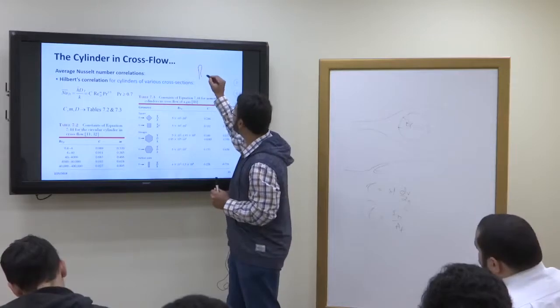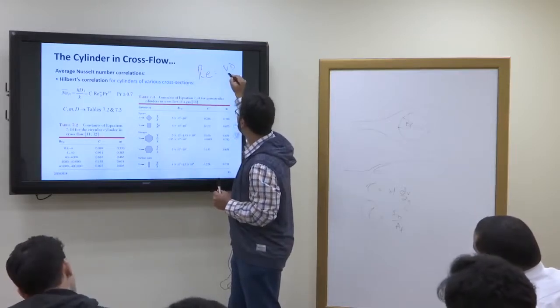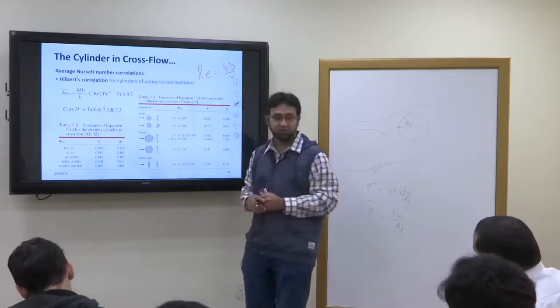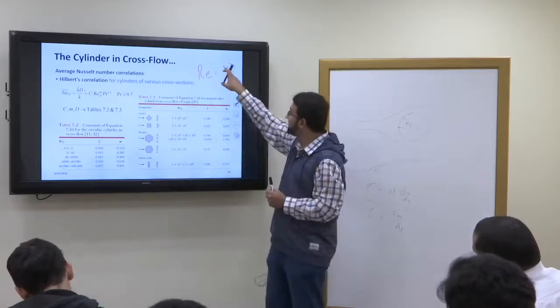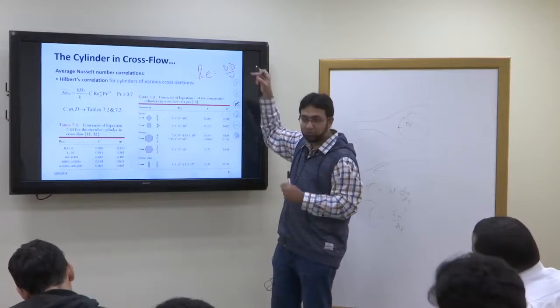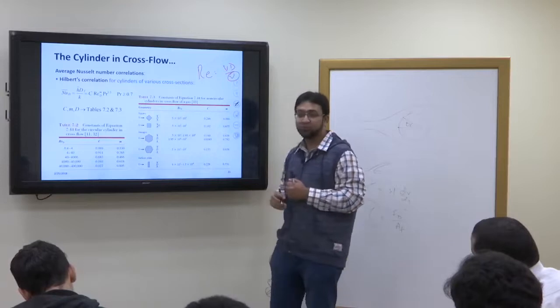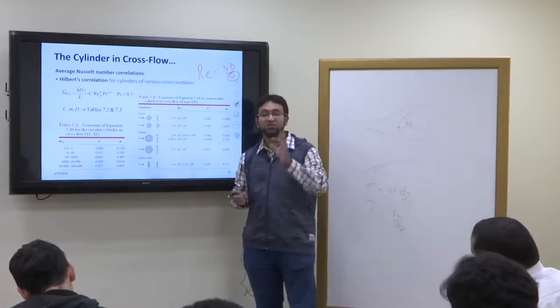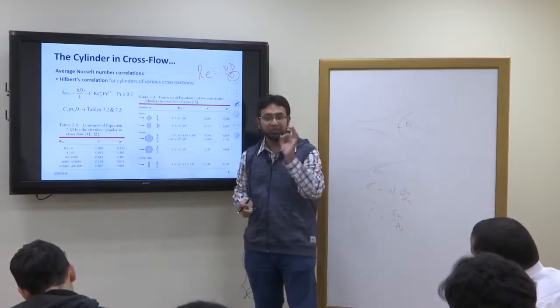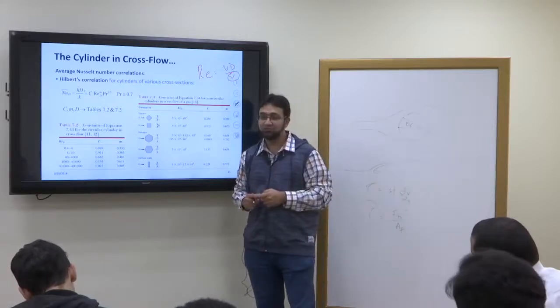So Reynolds number is Vd upon nu, right? V is the velocity, d is the diameter of the tube in the cross flow here. What is nu? Kinematic viscosity. Now this is a very important point. At which temperature will you find the kinematic viscosity?